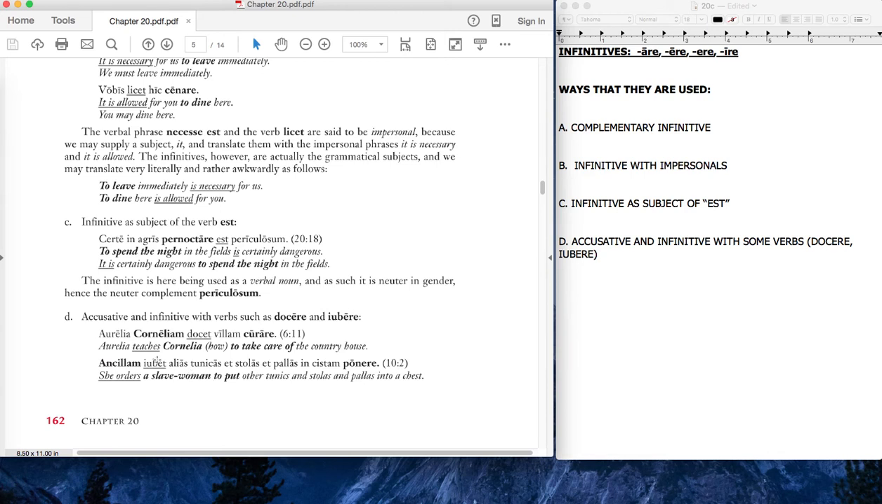And then we see another example here. She orders. So docet and iubet are the main verbs here that are used with this accusative and infinitive. So here at iubet, she orders a slave girl. There's your accusative there. And what does she order the slave girl to do? She orders her to put things into the chest, right? She orders her to put other tunics and stolas and pallas into the chest. So those are your four main categories.